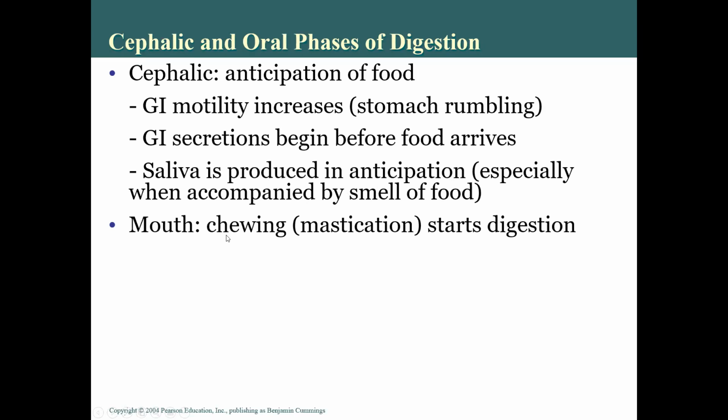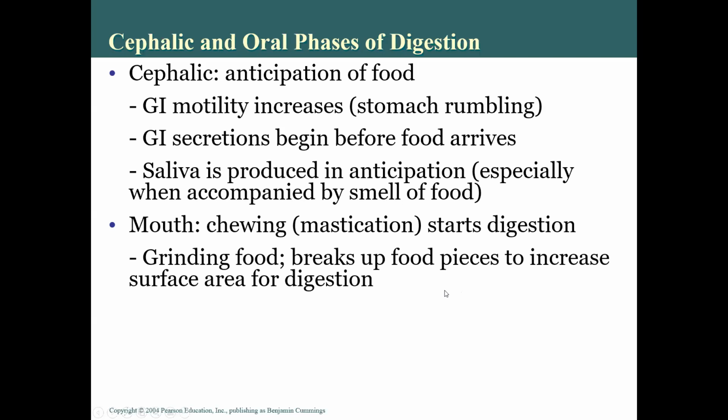So what happens in your mouth? Chewing, the scientific name is mastication, starts digesting. What is the purpose of chewing? It is to break the food into smaller bits. That increases the surface area and allows the enzymes to better digest the food if it's in smaller bits than in larger bits. So grinding the food breaks up food pieces to increase the surface area for digestion, as I just said.